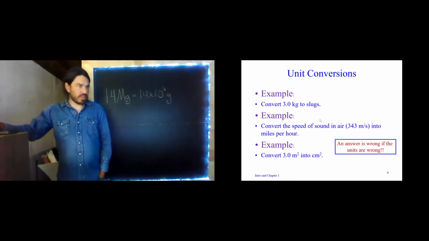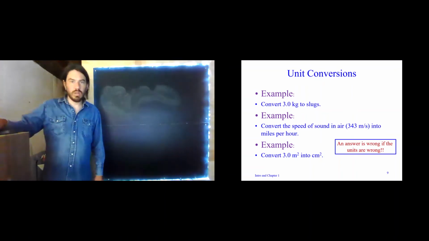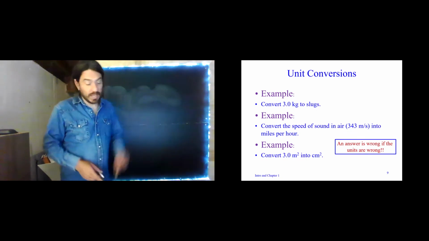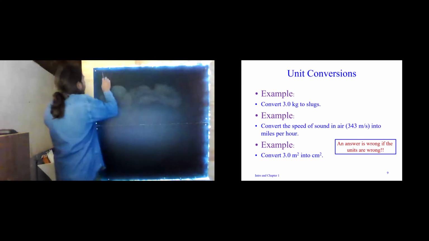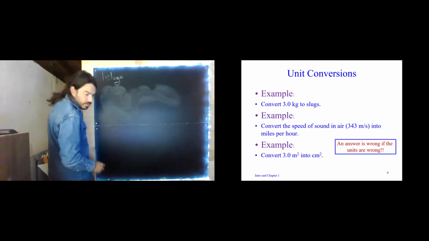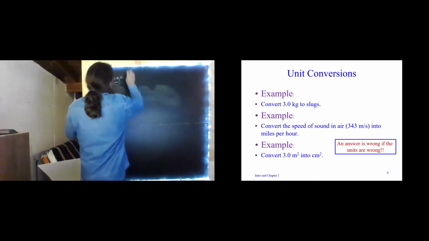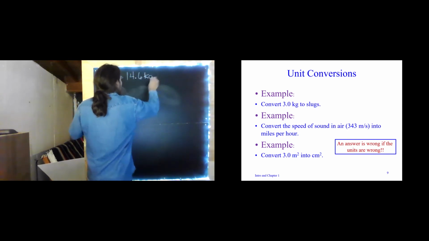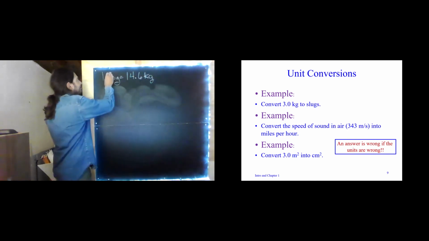It's really, really important to be able to do unit conversions effectively. So let's just practice doing this a little bit here. So this first one, convert 3 kilograms to slugs. Okay, in order to do this, you need to know how many slugs are in a kilogram. And it turns out that one slug is equal to 14.6 kilograms. Okay.